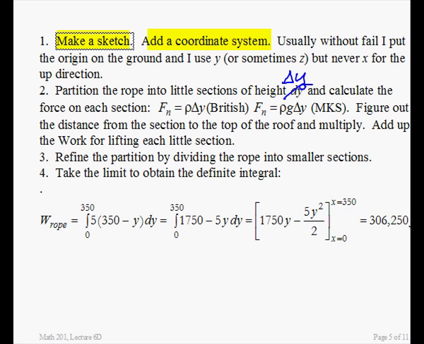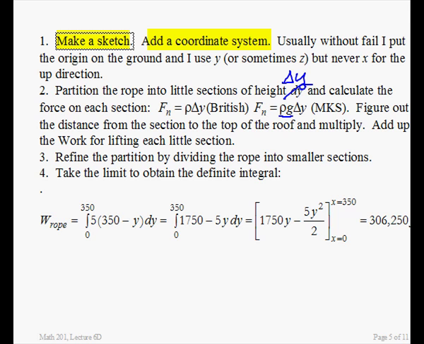The force in the nth section is the density times delta y, if you're in British units. And I'm going to go ahead and move to MKS units. You would have the force in the nth section is the density times the acceleration due to gravity, times delta y. Remember, here you would be given kilograms per meter. You would have to multiply by acceleration to get force. Then you have to figure out the distance from each section to the top of the roof. That will give you your work when you multiply those two together.